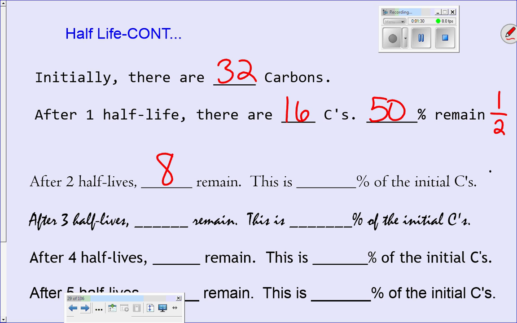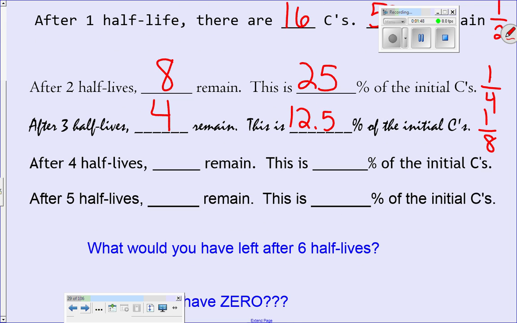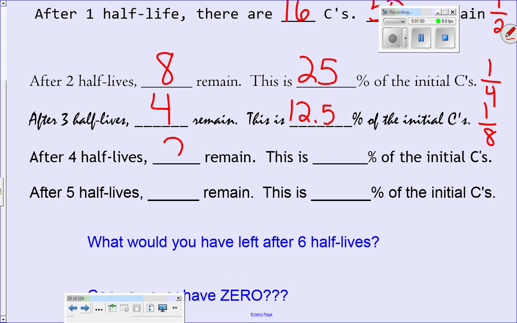After a second half-life, we've gone down to 8, which is 25% of the carbons, or 1/4 of the original carbons. After a third half-life, we're down to 4 remaining carbons, 12.5%, or 1/8 of our original numbers of carbons. As we go down again to 4 half-lives, we went down to 2 remaining, which is 6.25%, 1/16 of our original carbons. After 5 half-lives, 1 carbon remains, and this is 3.125% of the original carbons, or 1/32.